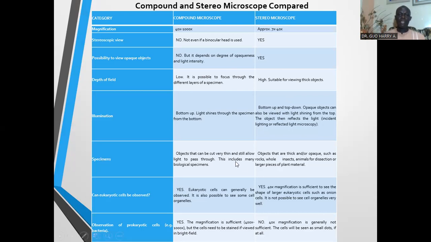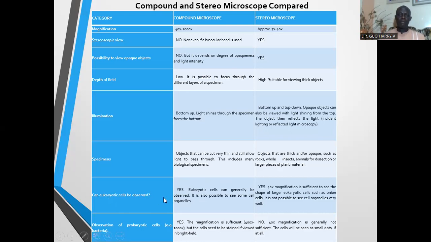Now the specimens. The objects to be used in the compound light microscope are expected to be cut very thin and still allow light to pass through. Thin slices are made before they are viewed with the compound light microscope. But with the dissecting or stereo microscope, the specimens to be viewed are usually thick and opaque.